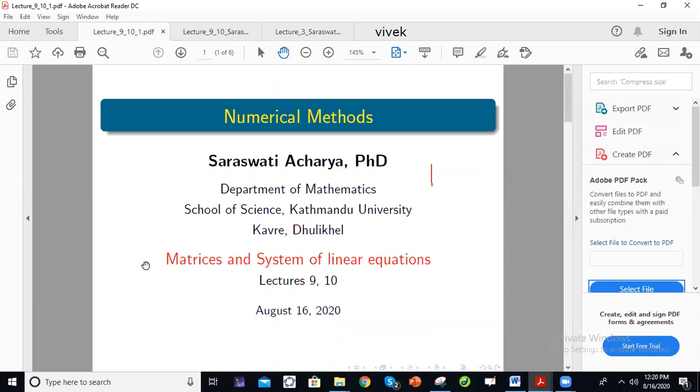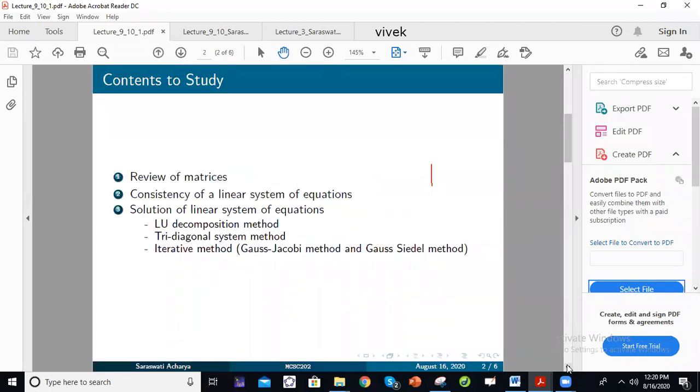What is the rank of a matrix? Rank of augmented matrix or rank of coefficient matrix when the system is consistent. When the system is consistent, you have seen these things in matrices, right? Later we'll discuss. These are the contents to be covered in our discussion.